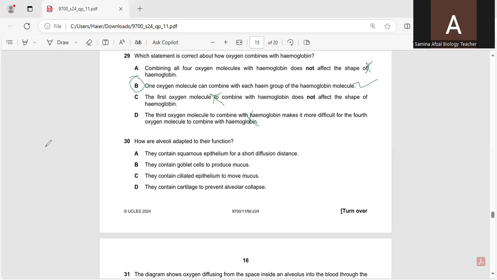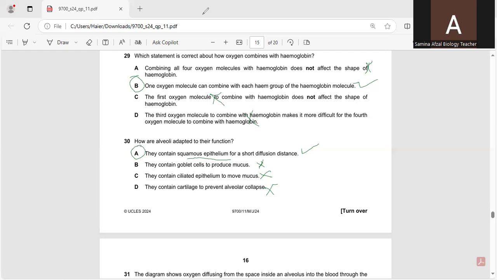And question number 30, how are alveoli adapted to their function? They contain squamous epithelium for a short diffusion distance. This is the correct option. They contain goblet cells. No, they do not contain goblet cells. They contain ciliated epithelium. Ciliated epithelium are not there. Only squamous epithelium is there. They contain cartilage. No, cartilage is not there. So only A is the correct option.